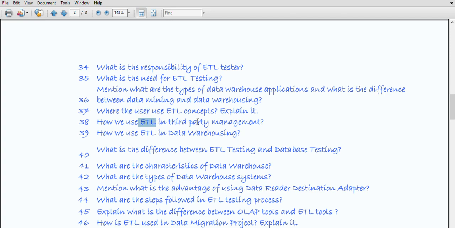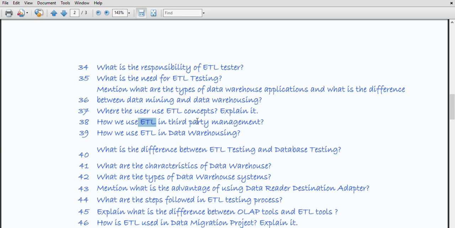Then how do we use ETL in third party management? This is the main question here. A big organization always gives different application development to different kinds of vendors, right? A single vendor cannot manage everything. So here different vendors are there, and they are using different applications.